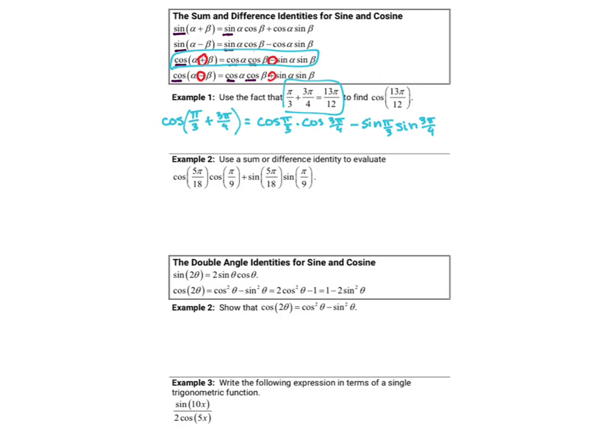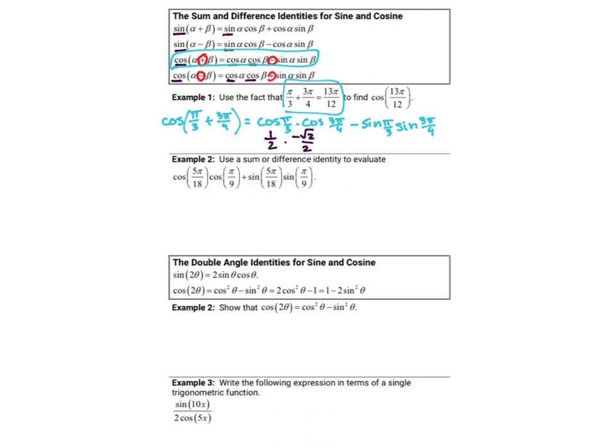Yeah? And then we evaluate. What is cosine of pi over 3? 1/2. Good. That's a half. Cosine of 3 pi over 4? Square root 3. No. It's negative. Negative square root 2.